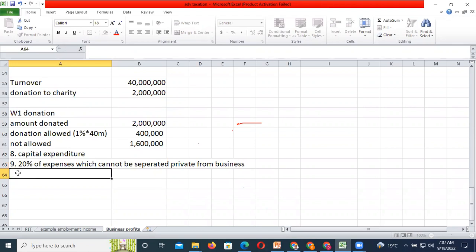Another is interest on a loan from a related party which exceeds 4 times the equity.